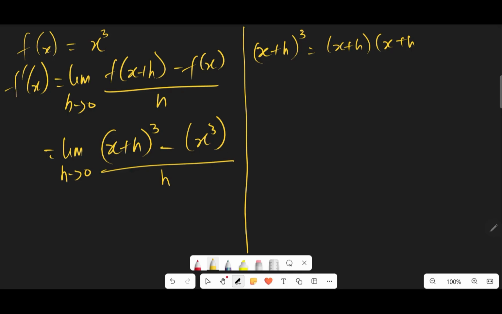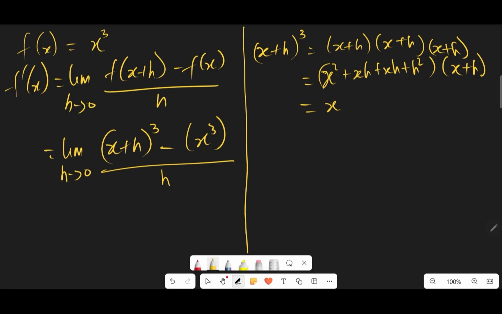So we are going to get x plus h, and also another x plus h. So let's do the two first. x times x will give me x square, then x times h will give me plus xh, plus another xh, plus h square, in a bracket multiplying by h plus x. Then we are going to get x square plus 2xh plus h square, bracket close, multiplying by x plus h.